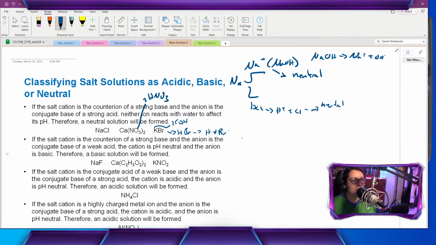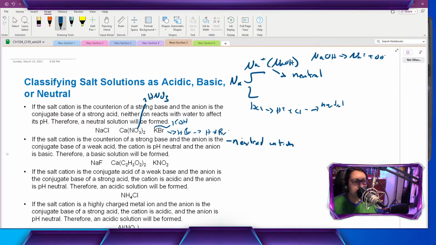So let's look at the next scenario. Now it says if the salt cation is the counter ion of a strong base. Okay, so now we have a neutral cation, right? That's what that's telling us. Let's look at all these examples. Sodium, yes, that's neutral. That came from sodium hydroxide. Same thing with calcium, which came from calcium hydroxide, and potassium hydroxide.